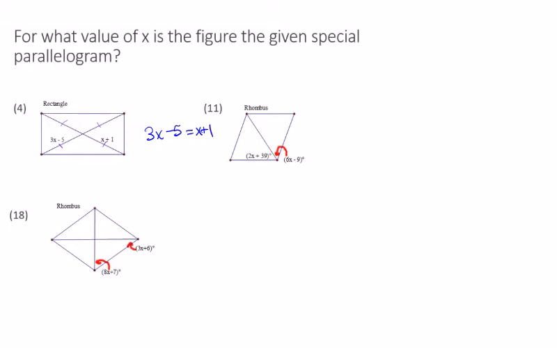So I'm going to take away x from both sides, then I'm going to add 5. And so we get 3x minus x is 2x, and then 1 plus 5 is 6. Divide by 2, and we get x equals 3. All right, so that's the value for x that would make this into a rectangle.